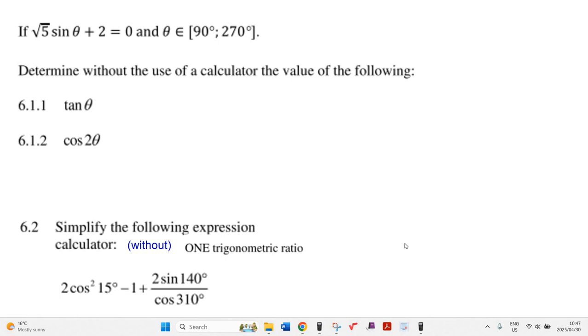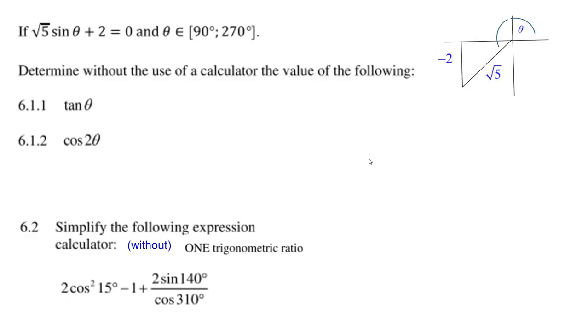Okay, let's try this trigonometry thing here. And up here they say root 5 sine theta plus 2 equals 0, and theta is in between 90 and 270. Well, we have to know that the sine of theta is equal to minus 2 over root 5. And we draw this little triangle here, that's opposite over hypotenuse.